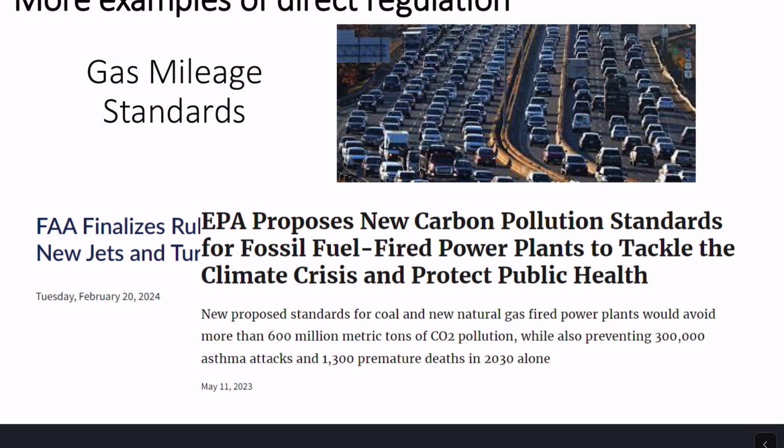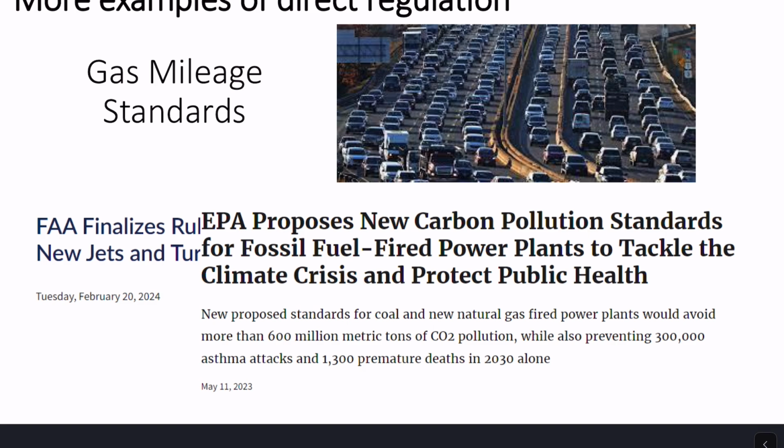Other examples of direct regulation are gas mileage standards that you see. Cars have to be able to do X amount of miles per gallon of gasoline on average. The tighter you make that, it's like every car has to do this, so that's a direct regulation. Another is some sort of pollution standard for fossil fuel fired power plants. The EPA proposed new carbon pollution standards for that back in 2023. It proposes standards for coal and new natural gas fired power plants that would avoid more than 600 million metric tons of emissions. The idea is that they can't pollute more than X amount. It doesn't matter if you're coal or natural gas, you just can't pollute more than X amount. These are all examples of direct regulation.